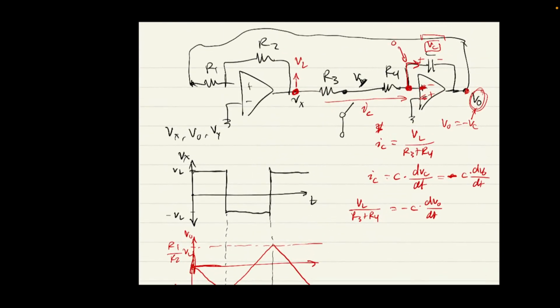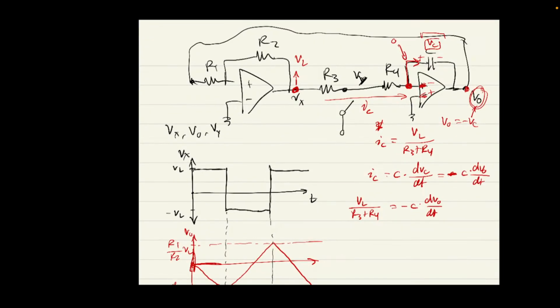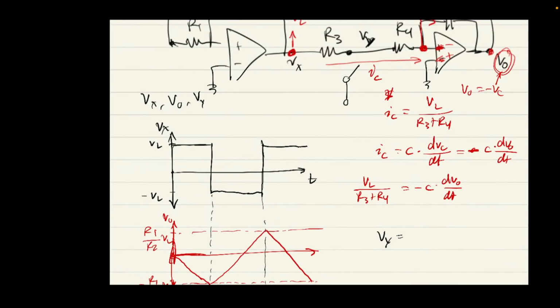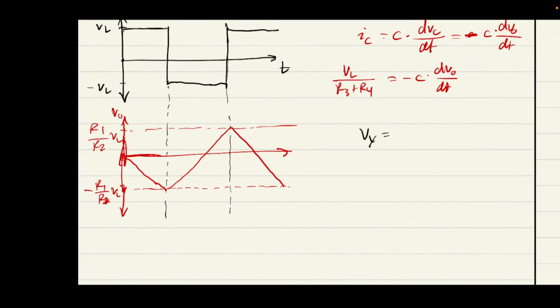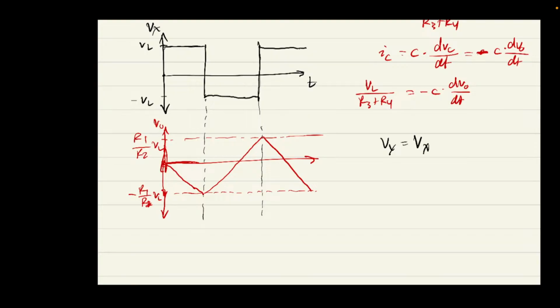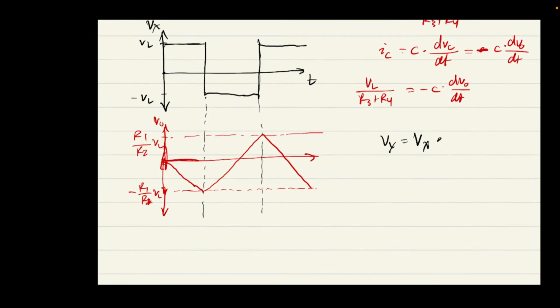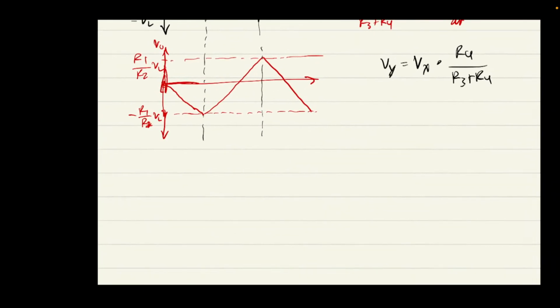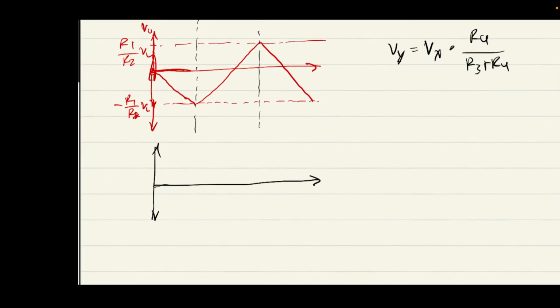All right, now the question also asks us to find Vy. Well, it's quite simple because Vy is just a voltage divider of Vx. So it's Vx times R4 on R3 plus R4, right? So the waveform for Vy is going to be the exact same, but multiplied by a constant factor.